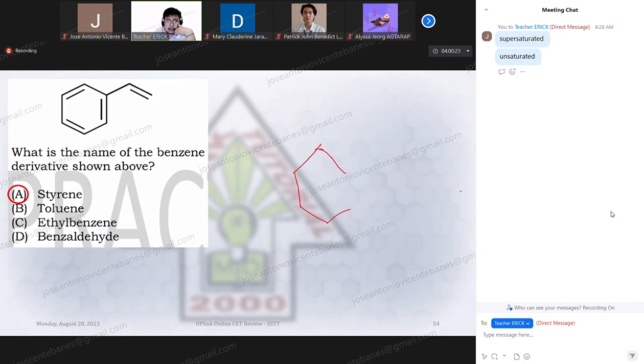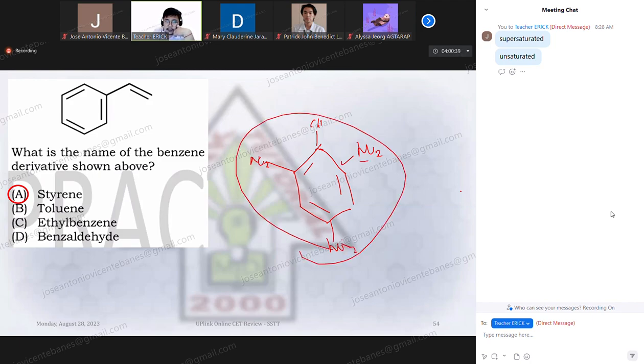Just to give you a brief example, what if you're given this kind of example? So we have three nitro groups. So that's nitrobenzene, but you have a toluene here. So what would be the name of this one? 2,4,6 trinitrotoluene. Okay? 2,4,6 trinitrotoluene. That's the name of this compound.